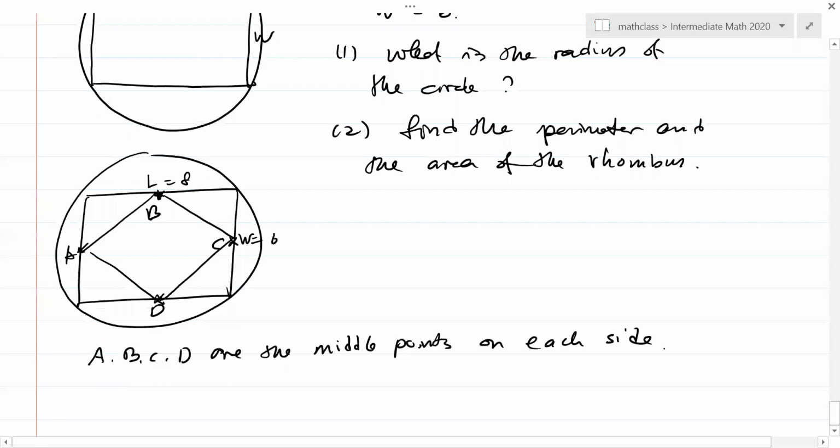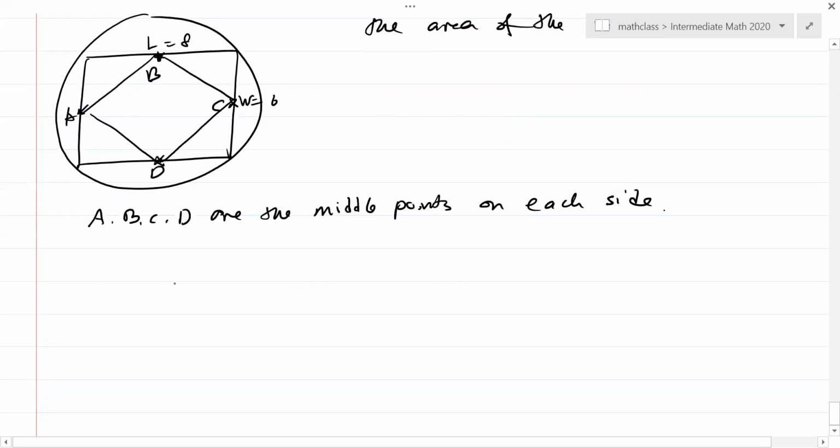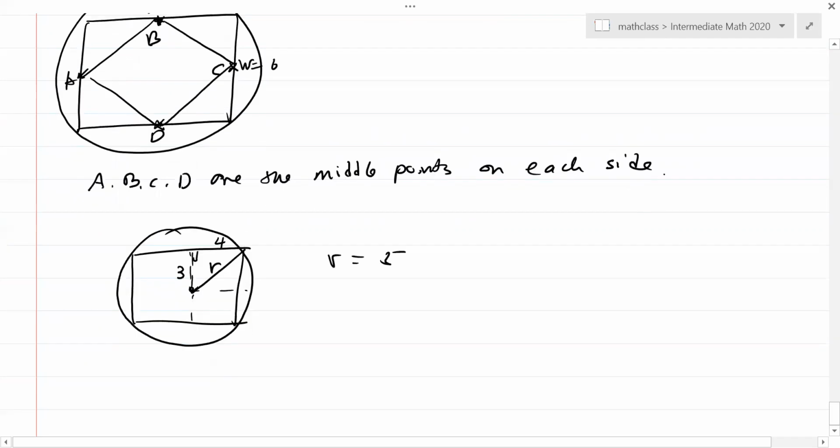Okay, let's do this problem step by step. Someone give me the radius. What is the radius of the circle? Let's go back to this picture. The radius, this one, is r, right? In order to find r, you have to draw additional lines. So you get a right triangle. For this right triangle, this side is 4, this side is 3, so r is going to be 5. We answered the first question.